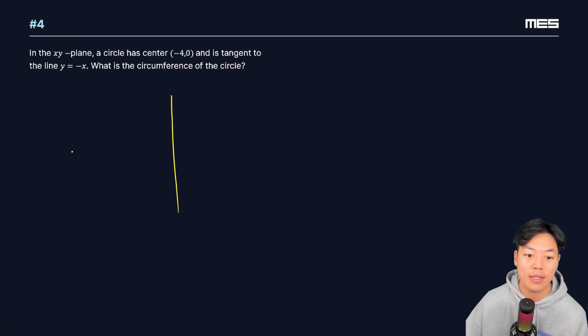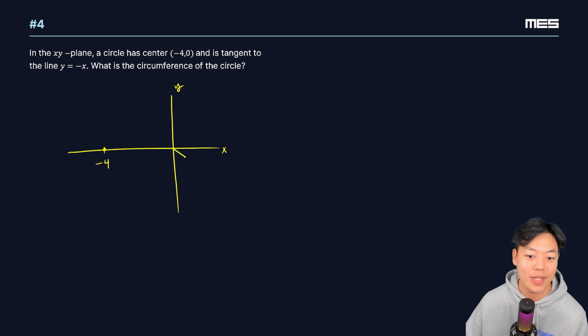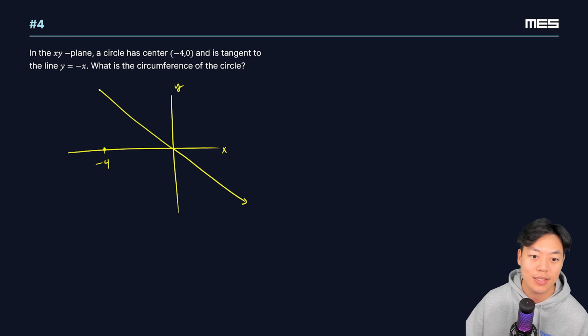Number four, in the xy plane, a circle has center -4, 0. So if we created a little graph here, here's the center of this circle. It's tangent to the line y equals -x. So -x looks something like this. And we know that y equals -x creates a 45-degree angle with each of the x and y axes. So this is a 45-degree angle.